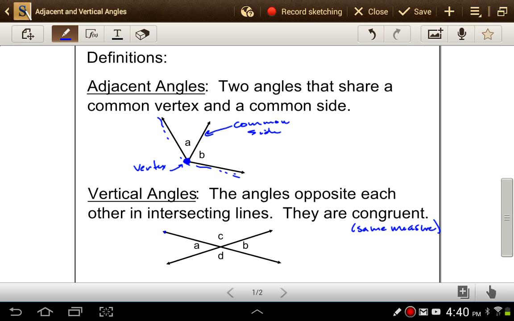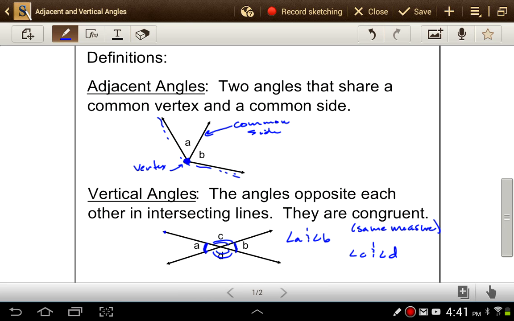We have angle A and angle B are vertical angles because they are opposite each other. They are congruent. They are the same measure. So let's say they're 30. If A was 30 degrees, B would also be 30 degrees. The other set of vertical angles is angle C and angle D. And they are also congruent.